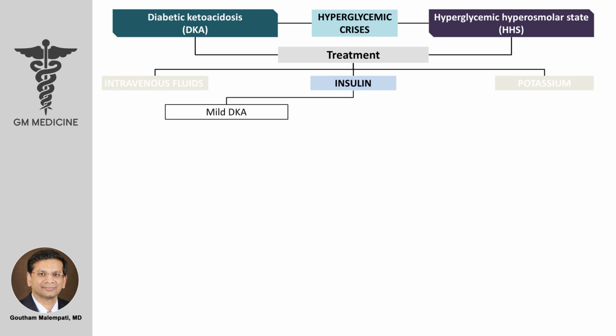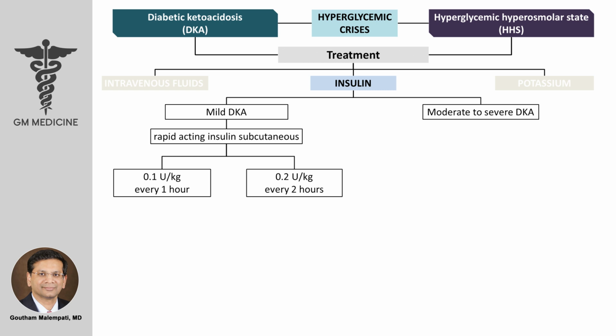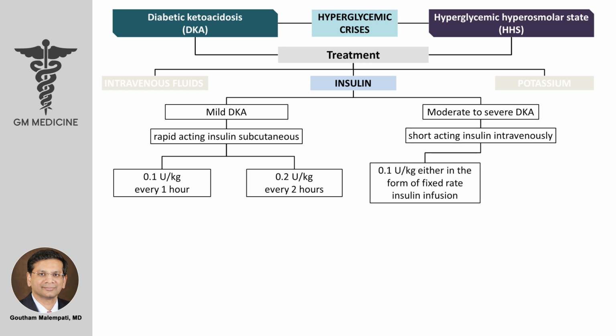Insulin. For mild DKA, it is now recommended to use rapid-acting insulin subcutaneously at a dose of 0.1 units per kg every 1 hour or 0.2 units per kg every 2 hours. For moderate to severe DKA, it is recommended to use short-acting insulin intravenously at a dose of 0.1 units per kg, either in the form of fixed-rate insulin infusion or a nurse-driven insulin infusion protocol at a variable rate.